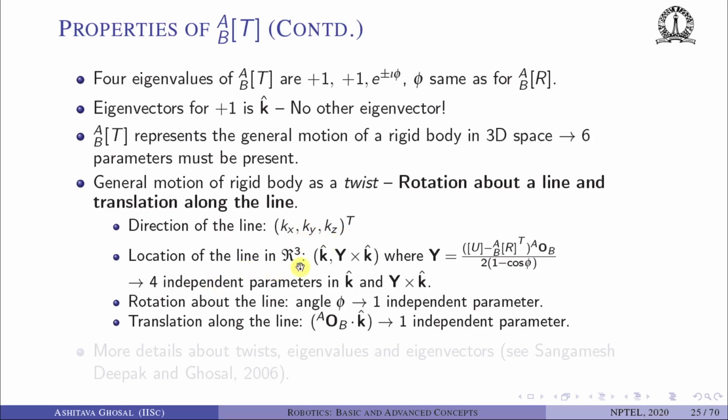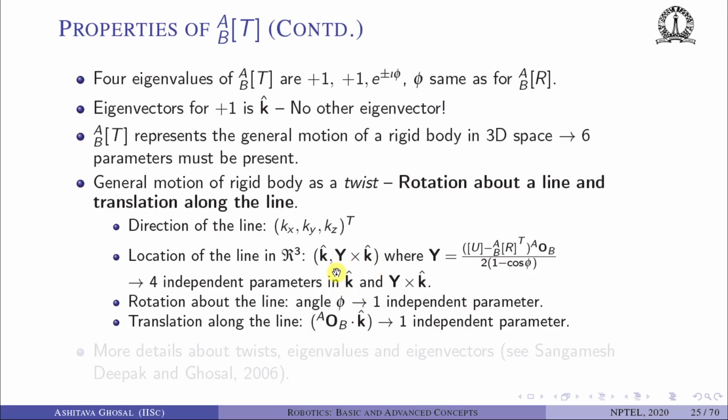The location of the line in 3D space can be shown to be derived from k and some y cross k vector, where y is obtained from the identity matrix, the transpose of the rotation matrix, and the translation, divided by 2 into 1 minus cos phi. So there are 4 independent parameters in k and y cross k. Why? There are 2 in k, since it's a unit vector, and y cross k is perpendicular to k, so k dot y cross k is equal to 0. So there are 4 independent parameters in the location of a line.